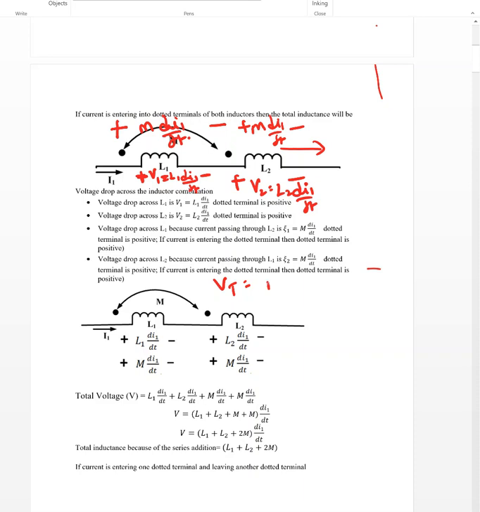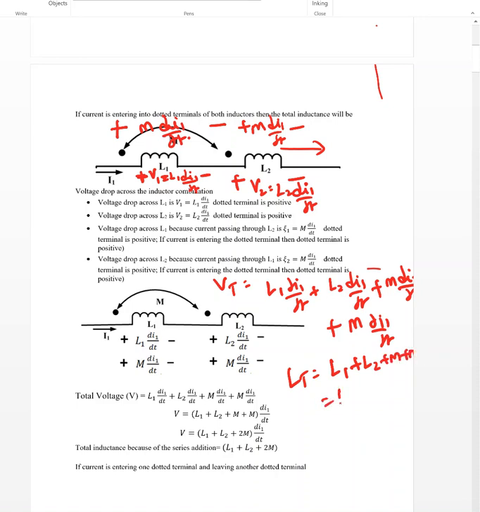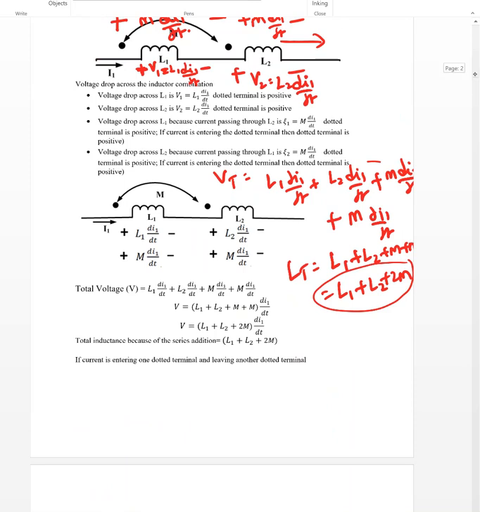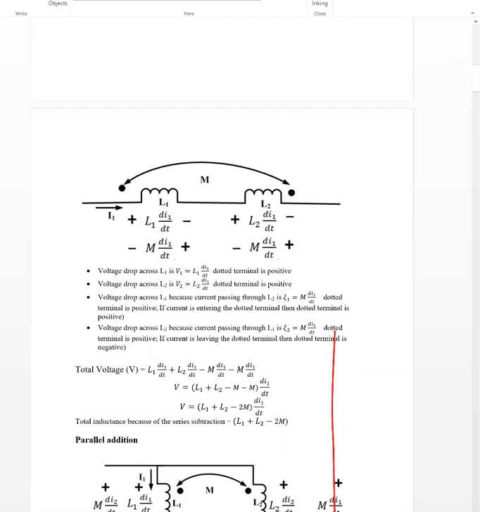V total equal to L1 di1 by dt plus L2 di1 by dt plus M times di1 by dt plus M times di1 by dt. Everything is positive because if you look at the polarity, every polarity looks like in series. If I pull out di1 by dt, L total equal to L1 plus L2 plus M plus M. Okay, so this is nothing but L1 plus L2 plus 2M. So if current is entering the two dots, then the total inductance is going to be L1 plus L2 plus 2M. Now, if you have something like this, if current is entering one dot and leaving the other dot, like this.